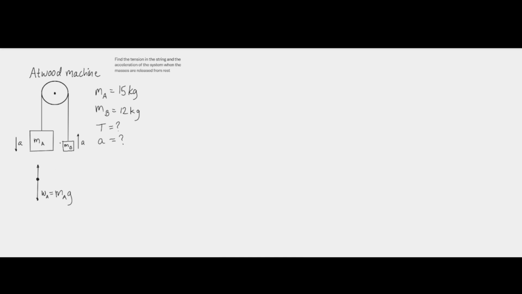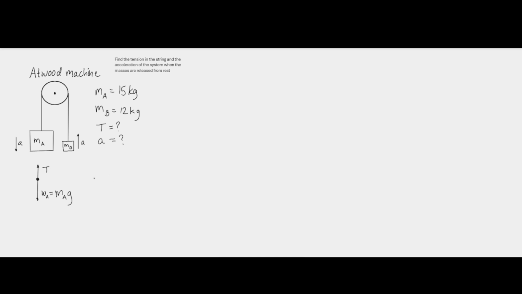And what is connecting these two blocks with the string is then going to result in a tension force. So we have this upward tension force that's holding this mass as it falls. So this is mass A's free body diagram. It's going to be accelerating downward. It's going to have a weight force, and it's going to have a tension force on it. So now we can move to mass B.